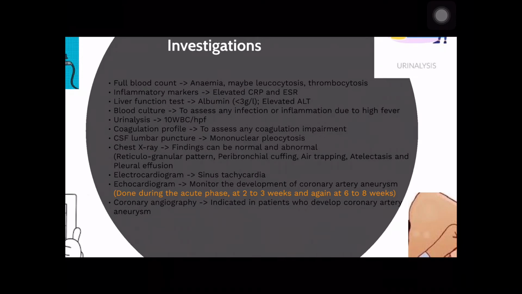In chest X-ray, there may be findings such as reticular granular pattern, peribronchial cuffing, air trapping, atelectasis, and pleural effusion. In electrocardiogram, there may be sinus tachycardia. An echocardiogram is performed at diagnosis, which may show coronary artery aneurysm formation, which can be more than 8 mm in diameter, pericardial effusion, poor myocardial contractility, and valve regurgitation. If the coronary arteries are abnormal, coronary angiography or MRI will be required.